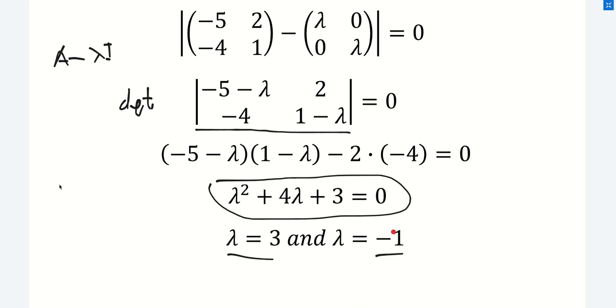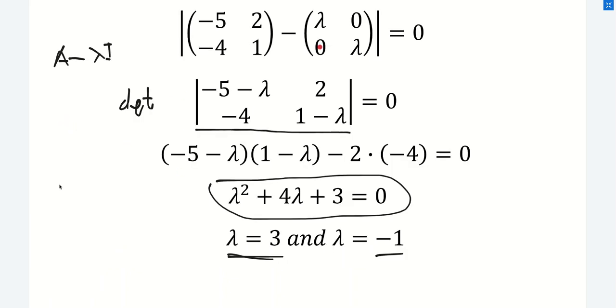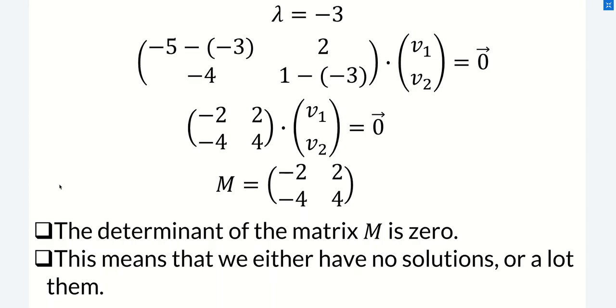Now that we have our eigenvalues 3 and negative 1, the next thing is to determine the vectors. So let's take the first one. When the eigenvalue is equal to 3, what is the vector? When the eigenvalue is equal to 3, we go back and do substitution. So we go back here and replace this with 3, and also replace this with 3. Oh, no, it's negative 3 rather.